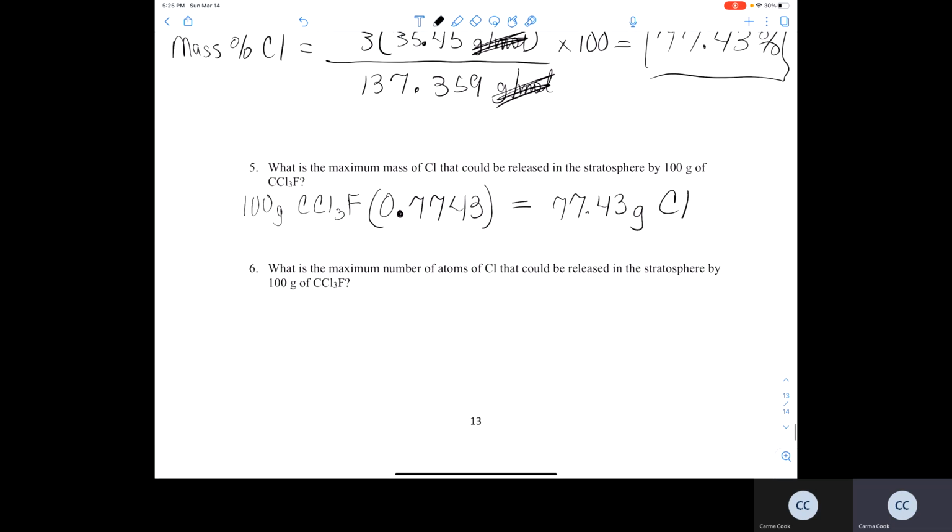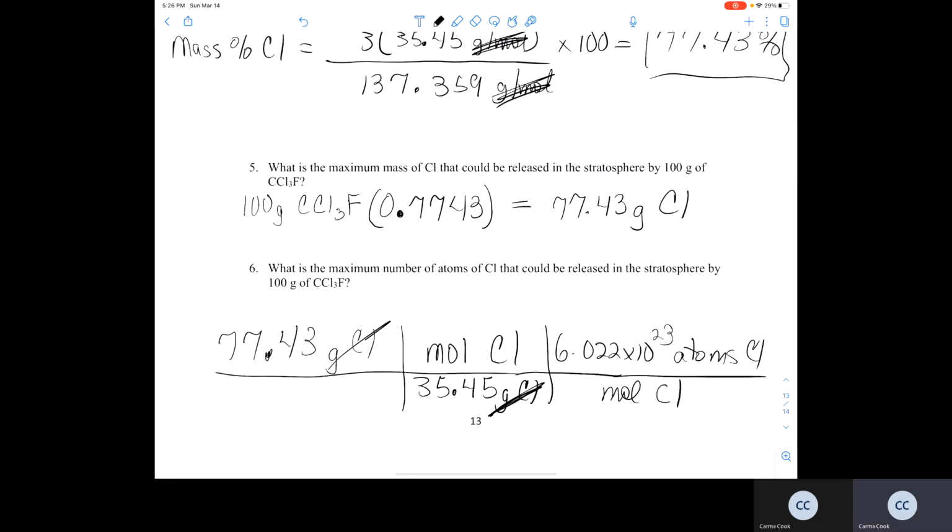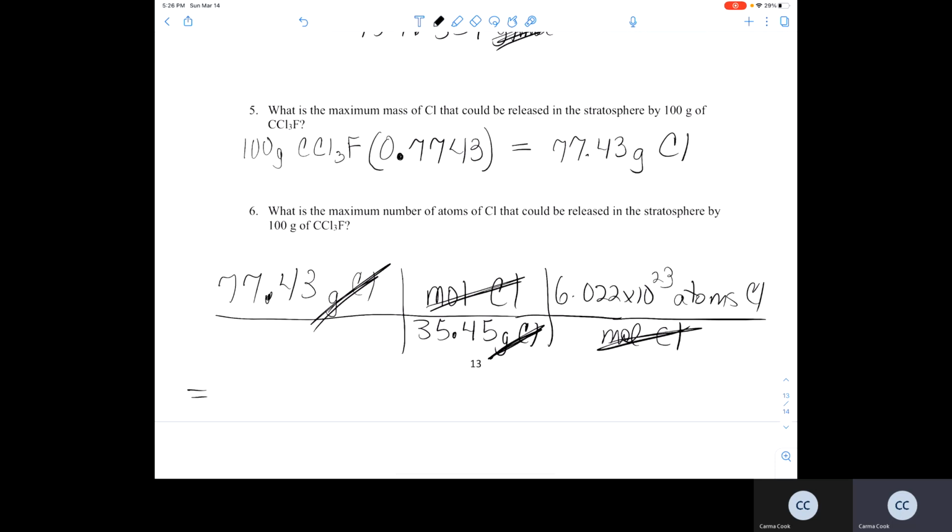And then what's the maximum number of chlorine atoms that could be released in the stratosphere by 100 grams of Freon 11? So if 100 grams of Freon 11 contains 77.43 grams of chlorine, we can convert the grams of chlorine to moles of chlorine by dividing by the atomic mass of chlorine, and then multiply by Avogadro's number to convert the moles of chlorine to atoms of chlorine. The grams of chlorine cancel, the moles of chlorine cancel. We do our math, 77.43 times Avogadro's number, and then divide by 35.45. You get 1.315 times 10 to the 24 atoms of chlorine.